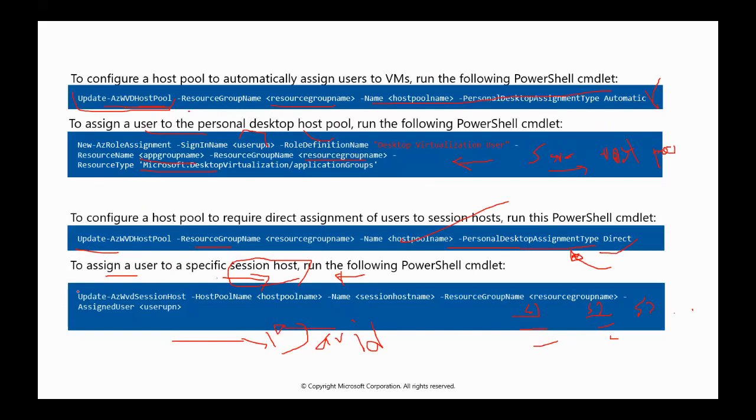I just use this command, and fill in the correct names, as I told you. This is the place where I assign the user. This is the place where I assign the host pool. And this is the place where I assign the resource group name.